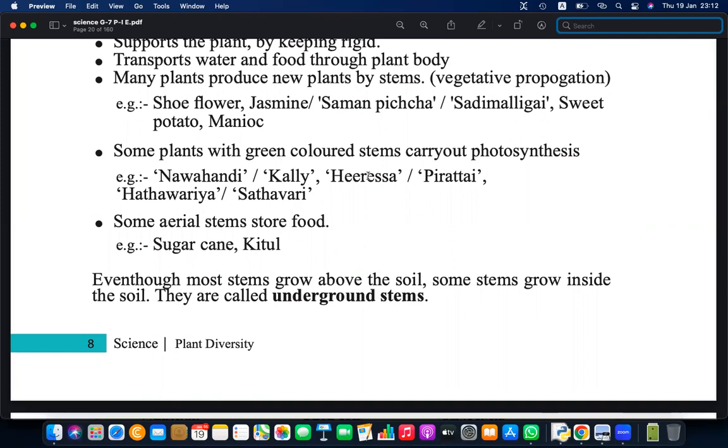Why? Because the stem has a green color here, as in these plants. This stem is green. You can go and see hatawariya over here.